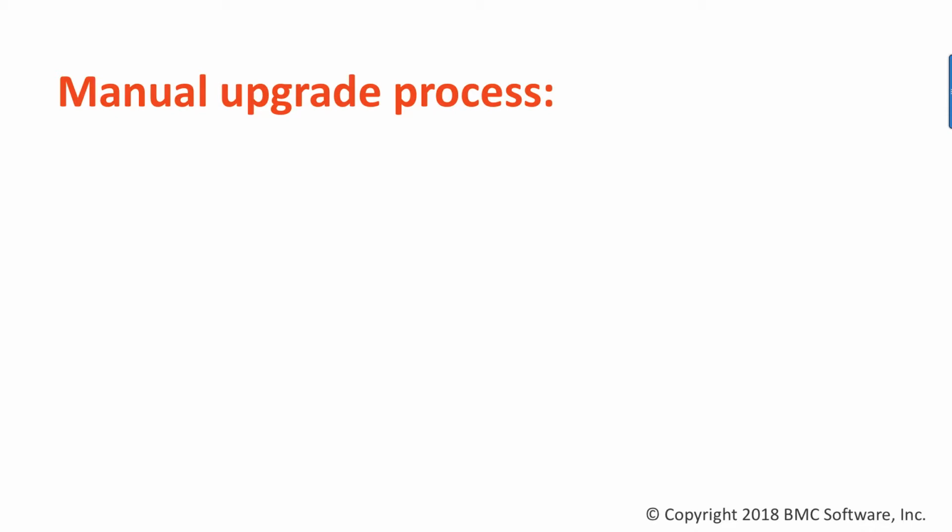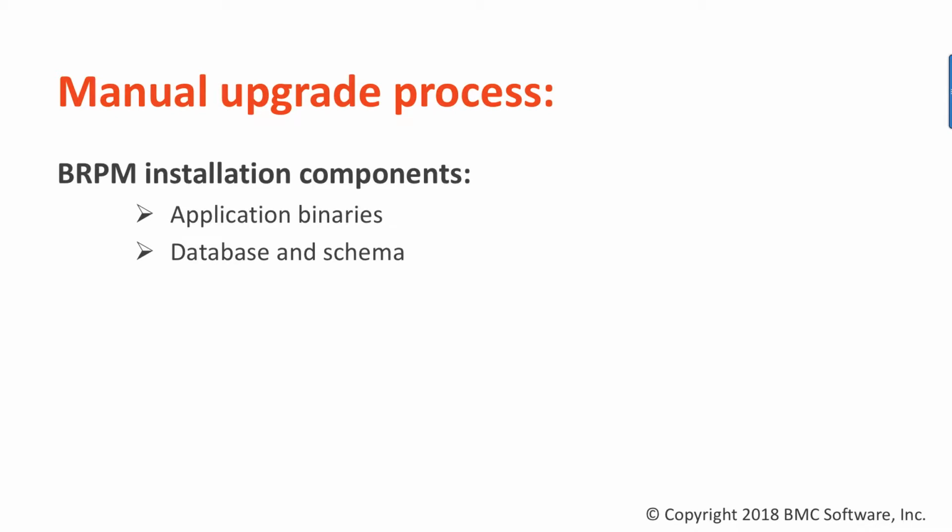In a BRPM installation, we have the below components: BRPM application binaries, which get laid out in the BRPM install home directory, and the BRPM database and its schema, which is in the database server. An upgrade to a new version includes upgrading both of these components. The installer takes care of upgrading these.